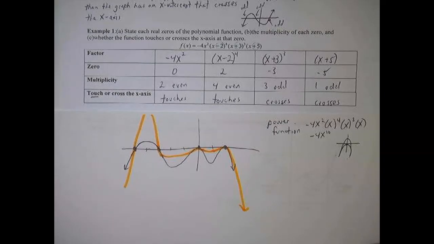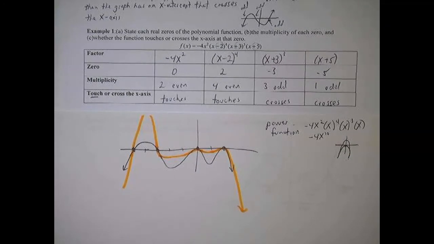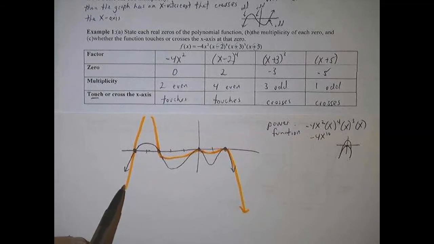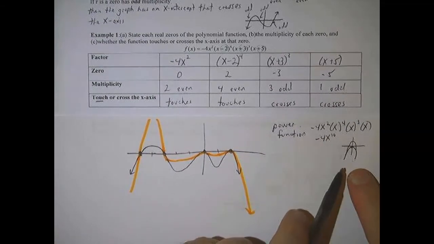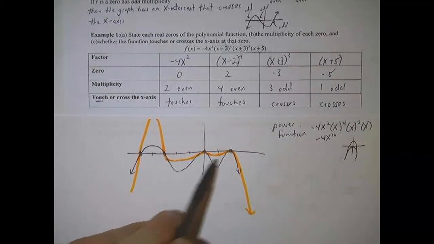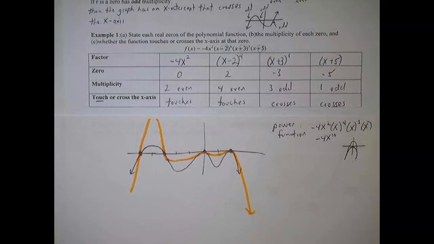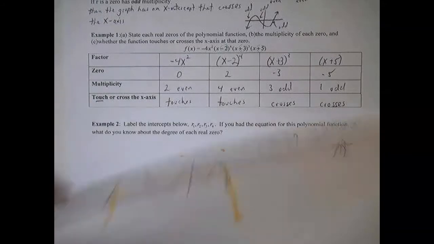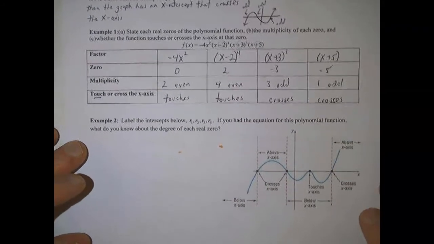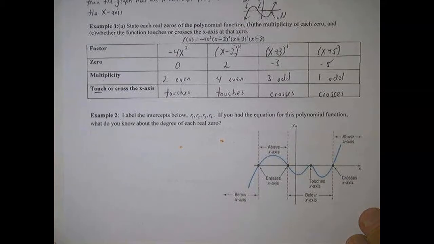Okay, so I drew over my graph what it really looks like. And you can see it's a little different, but the important things that we're looking at here is the end behavior did match what we had over here, and that the intercepts matched, and it did cross and touch at the ones that we predicted. Okay, we're going to have the advantage of a calculator when we really do those.